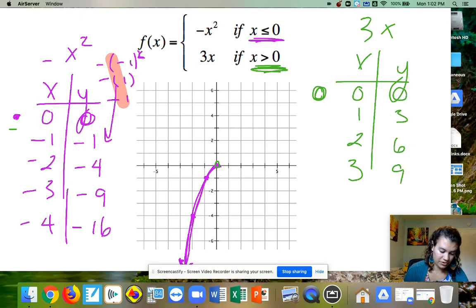So if you have a closed circle and an open circle, it becomes a closed circle because a closed circle fills your open one. And then at 1, we're going to be at 3. At 2, we're going to be at 6. And you get this line. And that's your graph.